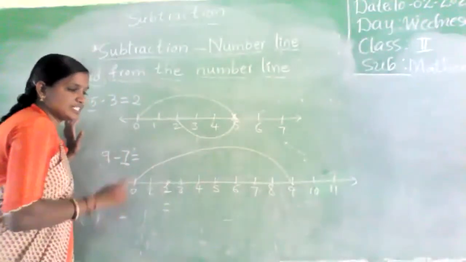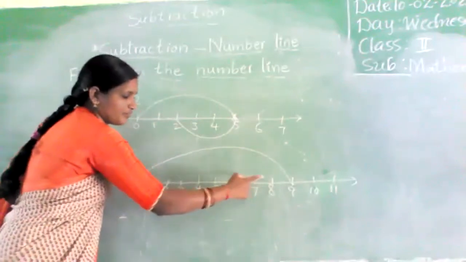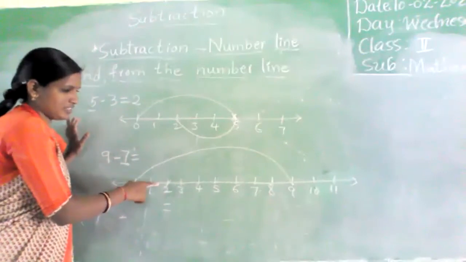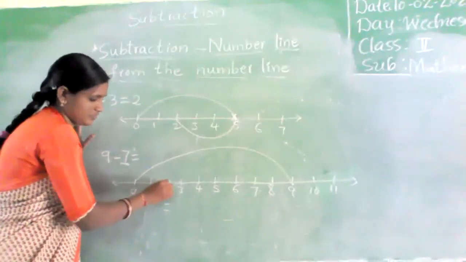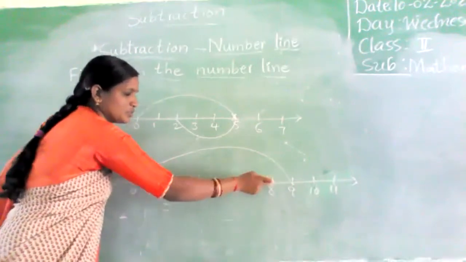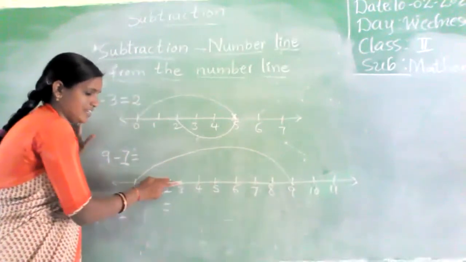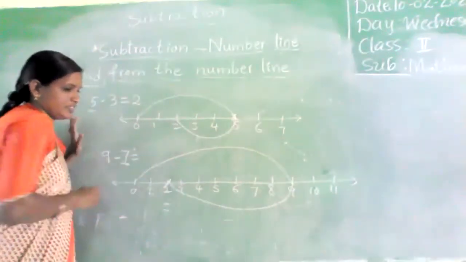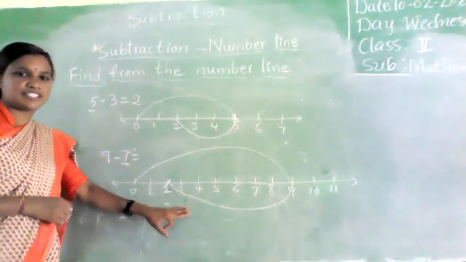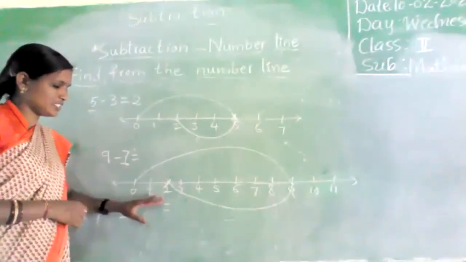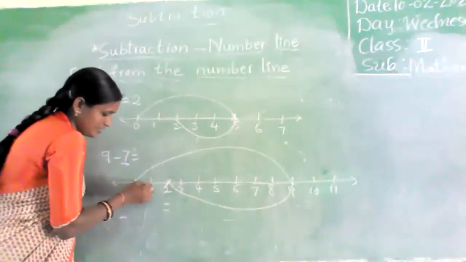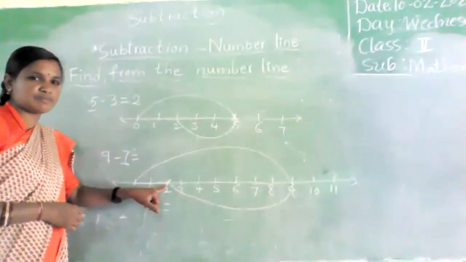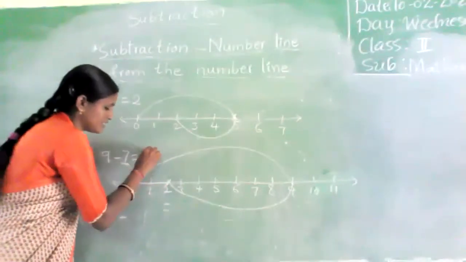How many steps? 7 steps backward. Okay? 1, 2, 3, 4, 5, 6, 7. 9 minus 7. How many steps backward, children? 7 steps backward. So 9 minus 7 is equal to 2. 0, 1, 2. How many steps are there? 2. So 9 minus 7 is equal to 2.